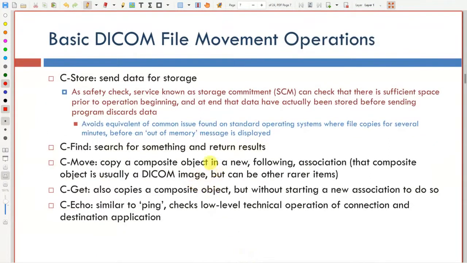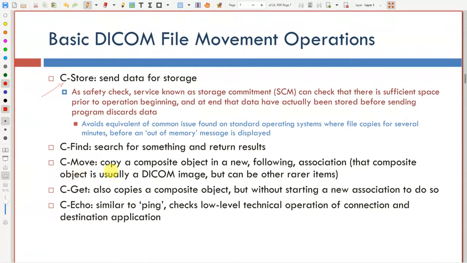Let's see some examples of basic DICOM file movement operations. One of the operations is CStore. As you see here, it's a composite operation, so this is one step of a larger composite operation. It sends data for storage. It's very simple. If you have CFind, you're searching for something.